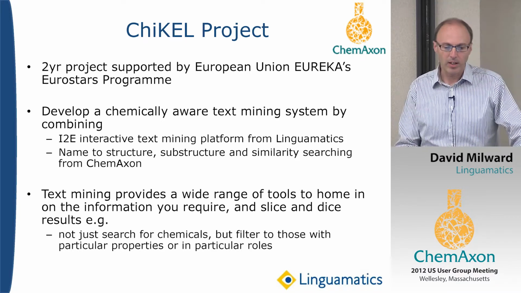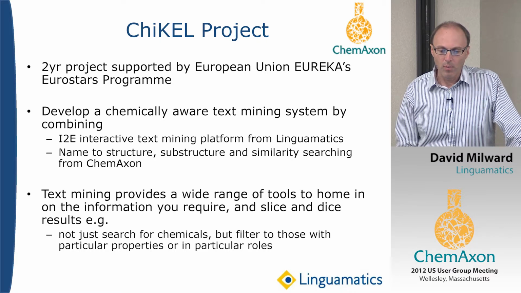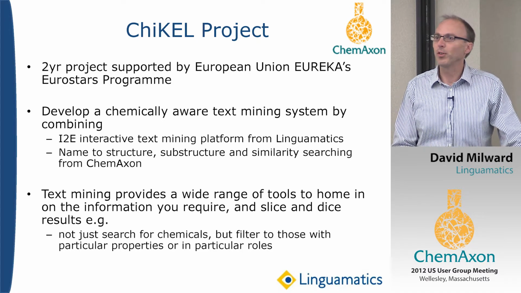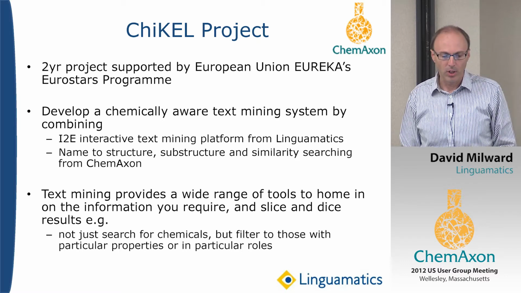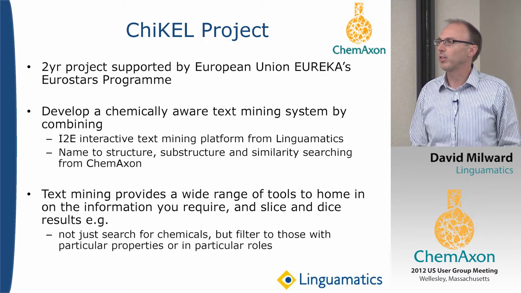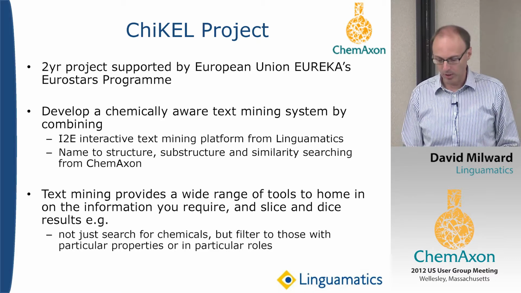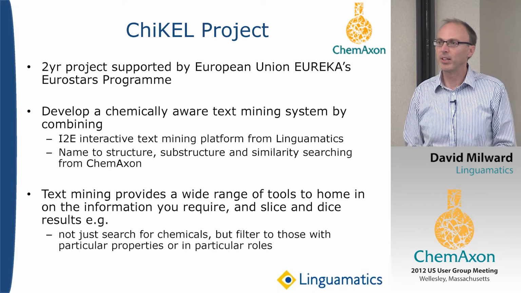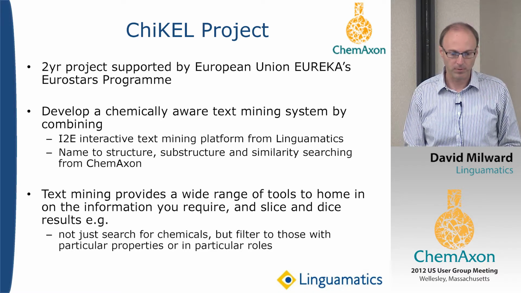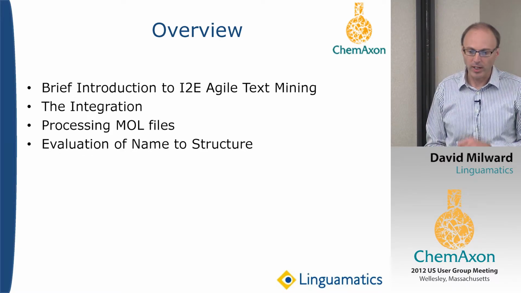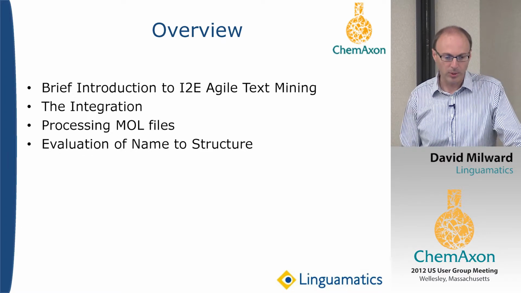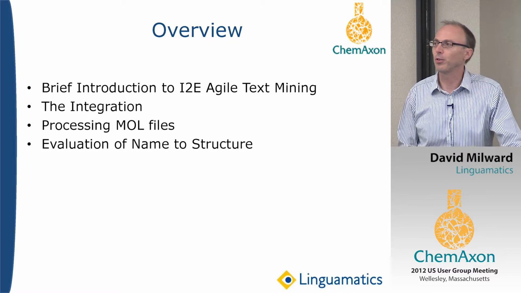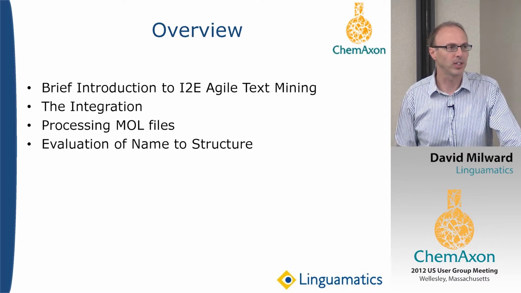Well, I'll say a little bit more about text mining in general in the next few slides, but in particular, when you're dealing with documents containing chemicals, you've often got, with patents, a large number of different chemicals. Using text mining, we can actually filter to particular properties, particular roles of the chemicals in the documents. And we'll give plenty of examples of how we can do that and how we can pull out particular properties of the different chemicals within the documents. So I'll give a brief introduction to I2E's agile text mining approach, talk about the integration and processing of MOL files, and then I'll hand over to Daniel to talk about some of the evaluation work we've done during the project of name-to-structure.